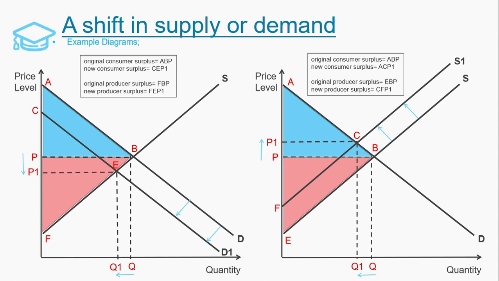When the supply curve shifts from S to S1, the price increases from P to P1 and the quantity decreases from Q to Q1. The consumer surplus experiences a change from ABP to ACP1, while the producer surplus changes from EBP to CFP1.